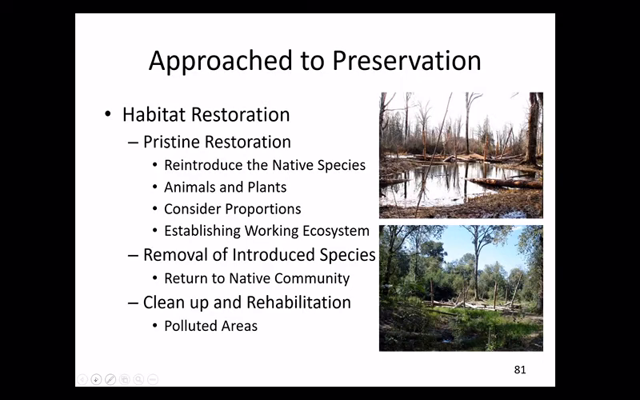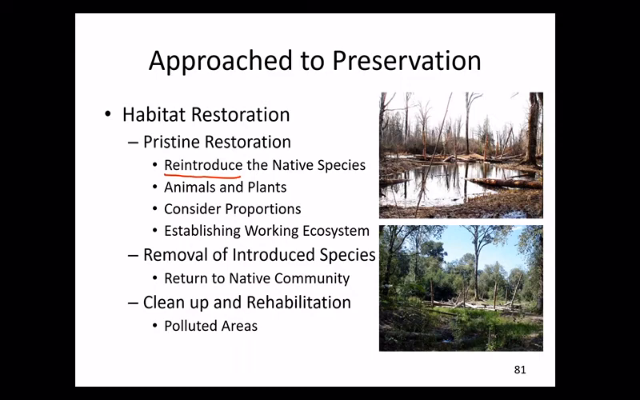So pristine restoration. Pristine restoration simply means a reintroduction of the native species. Okay, and so this is taking the species that historically were present there and reintroducing them in a manner that allows them to excel and return the ecosystem to its natural setting. An important consideration in this is proportion.